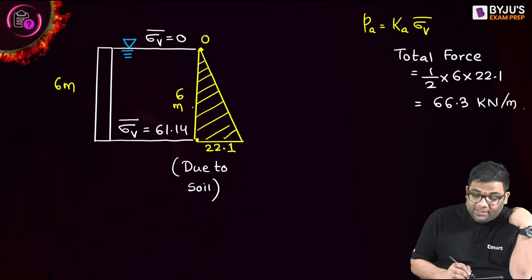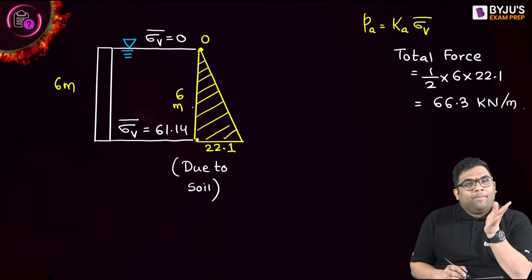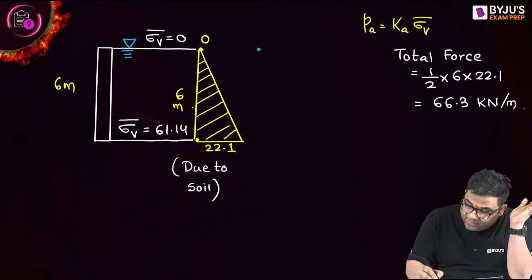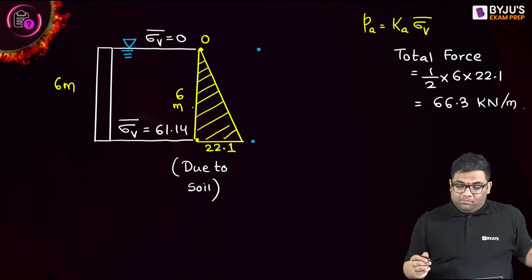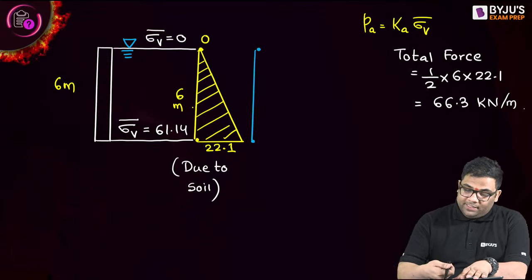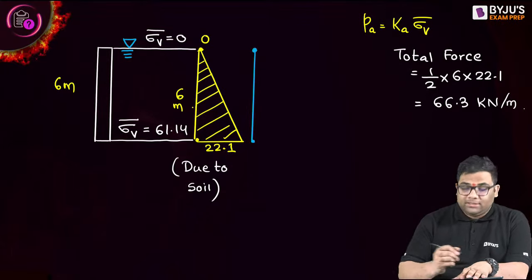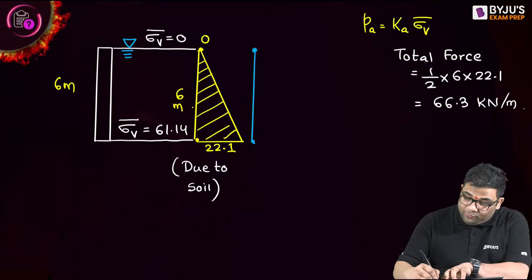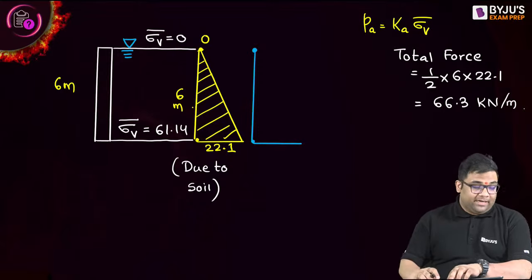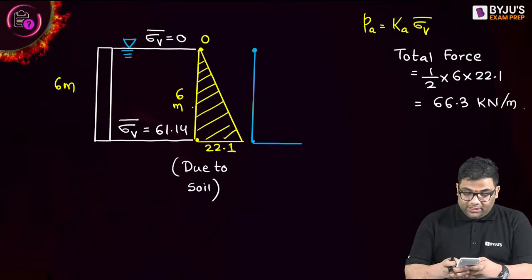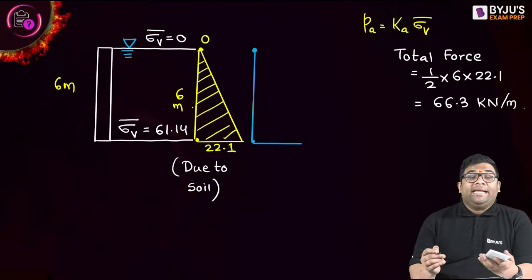Yes, and water pressure will be how much? It will be gamma W into the depth. So, at top, water pressure will be zero. At bottom, what will be the water pressure? It will be simply gamma W into Z, that is 6 meter. So top, it is 0. Bottom, it will be gamma W into 6. 9.81 into 6. I am getting 58.86.